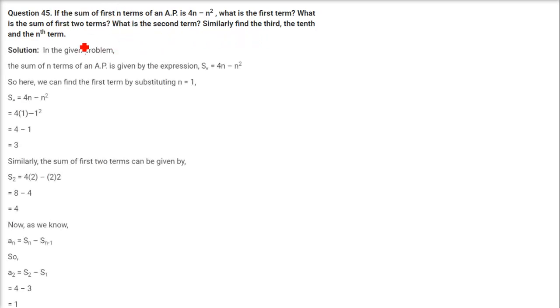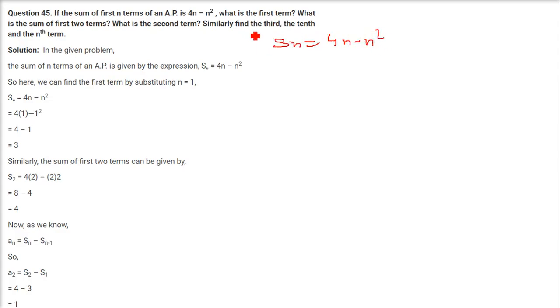If the sum of first n terms of an AP is this one, find the first term, and what is the sum of the first two terms? What is the second term? Similarly, find the third and the 10th and the nth term. So we have the sum of first n terms. So Sn is equal to 4n minus n square.